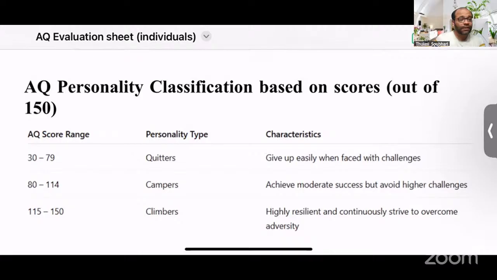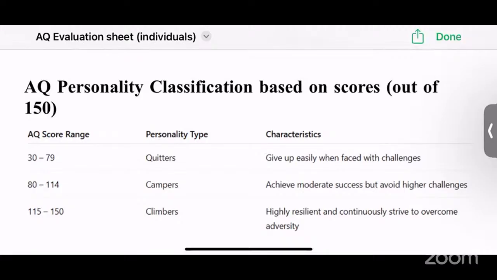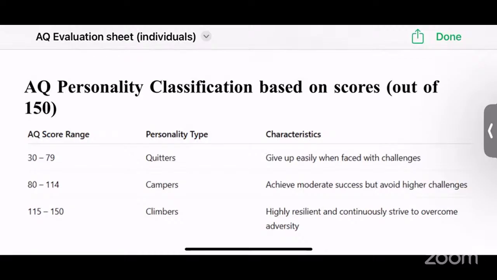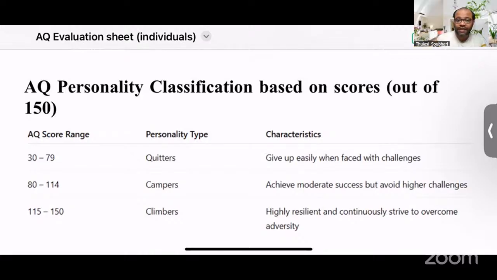Is there anyone here who is getting a score from 30 to 79? Myself, sir. So what score are you getting? 72. Okay, so 30 to 79 is nothing but quitter. So whenever a difficult situation or crisis comes, you sometimes quit because you feel, let me not respond to it now.